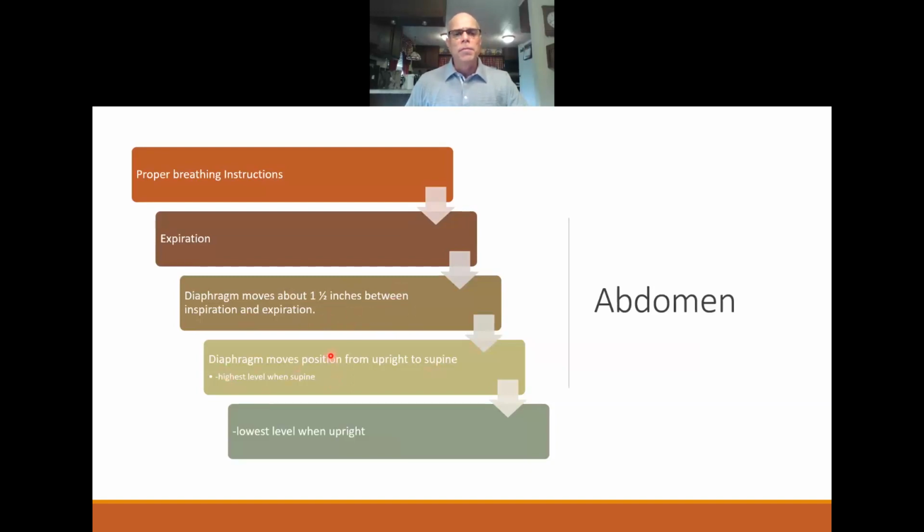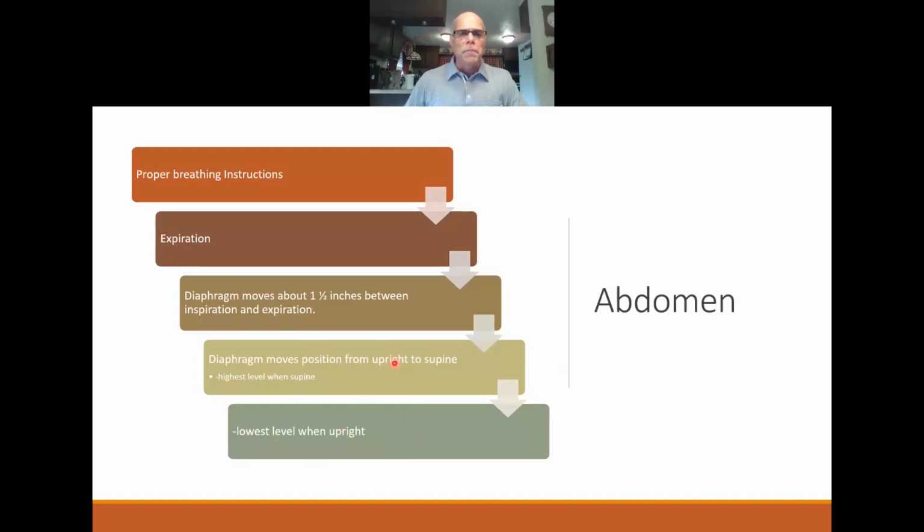The diaphragm moves positions from the upright to the supine. Obviously, when you're in the upright, everything falls lower. Everything falls down just because of the natural pull of gravity. So the highest level is when you're supine. So when you're supine, the diaphragm and everything is the highest it can go. The lowest level is when you're upright.